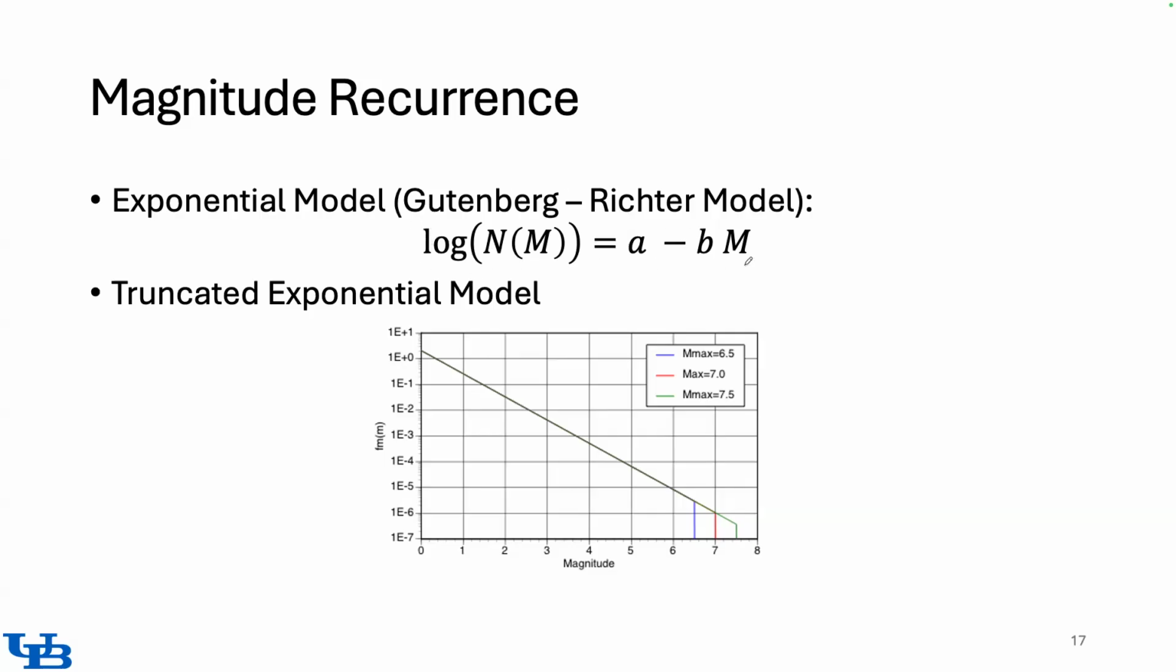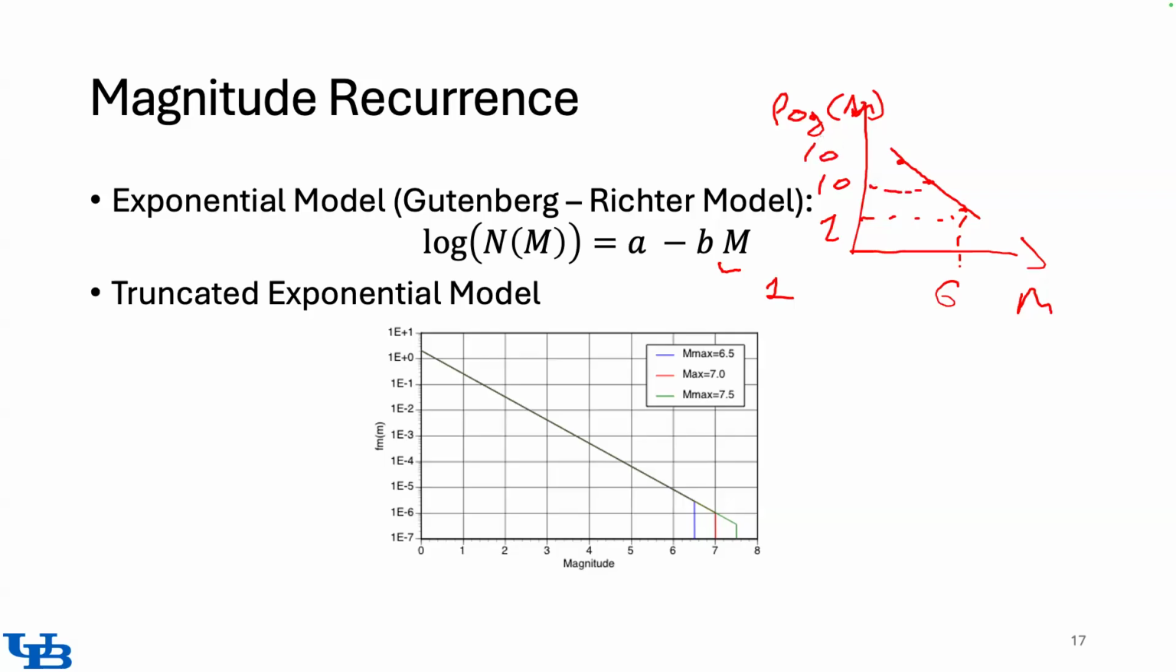The simplest relationship used to describe the number of earthquakes as a function of their magnitude is the Gutenberg-Richter model, which assumes that in log space, the log of the number of earthquakes and magnitude follow a linear relationship, with a slope that is approximately 1. So for every magnitude 6, if this is 6, and this is 1, you will have 10 magnitude 5s and 100 magnitude 4s.